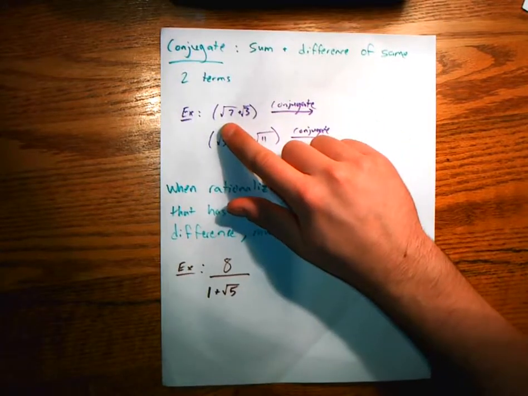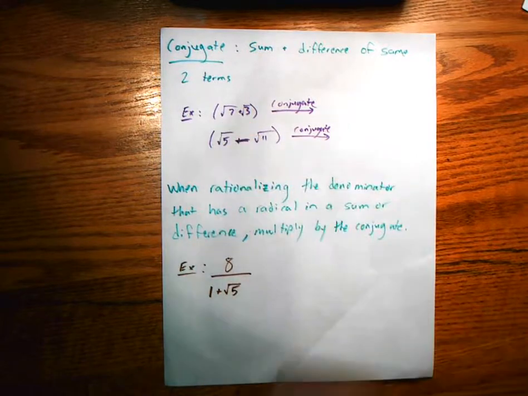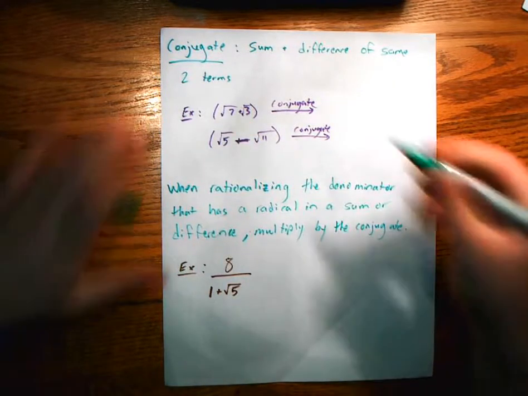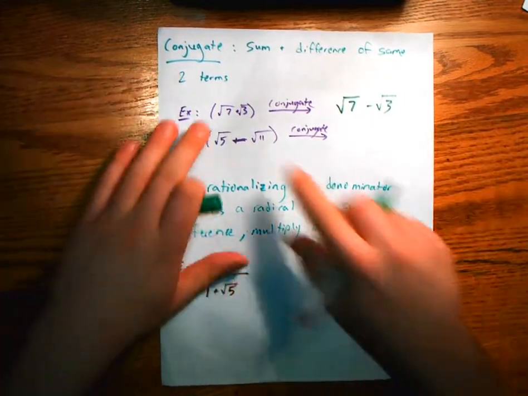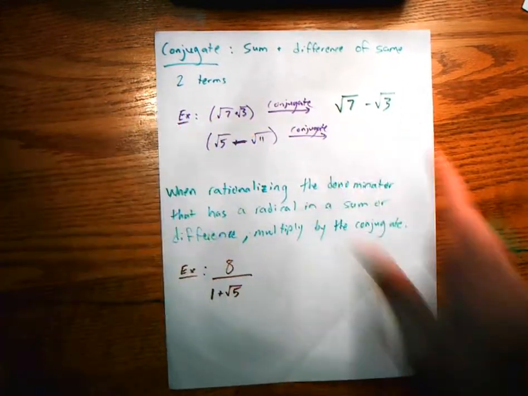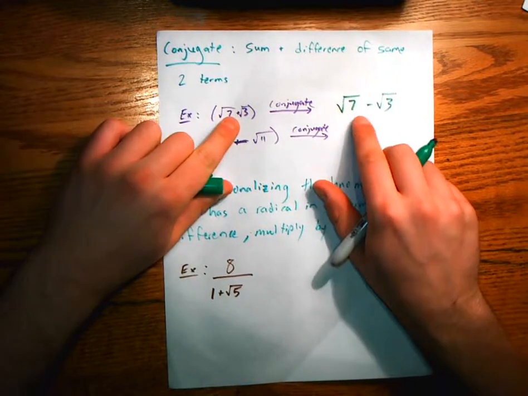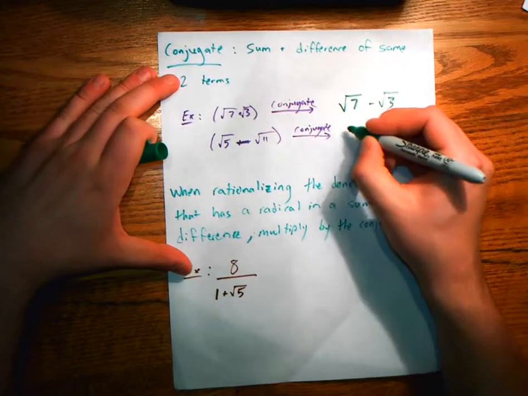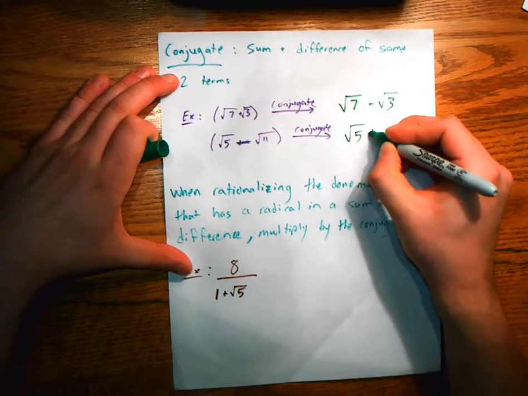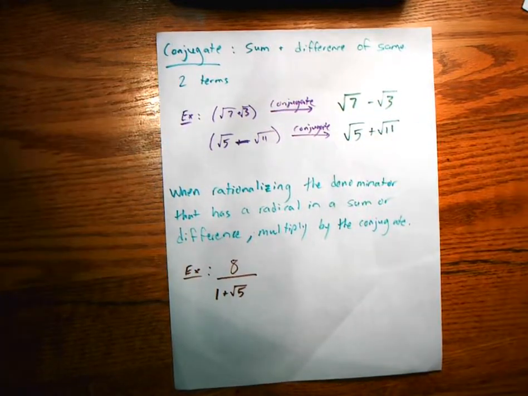And the conjugate is taking the exact term that's in the denominator and just changing the sum or subtraction sign. So looking through a few examples, the conjugate of the square root of 7 plus the square root of 3 is going to give us the square root of 7 minus the square root of 3. They're the exact same two terms, square root of 7 and square root of 3, but the conjugate is just the opposite plus and minus. The conjugate of the square root of 5 minus the square root of 7 is the square root of 5 plus the square root of 7. So that's all you do for the conjugate.